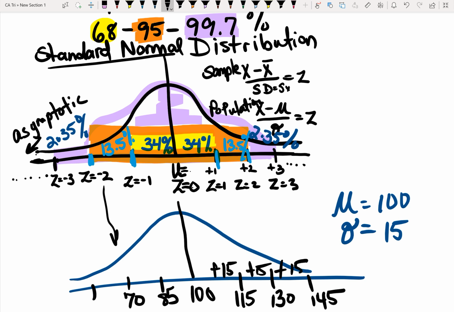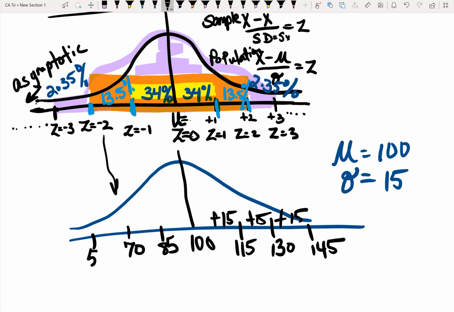And if I take away another 15, then I'm at 55. So this is 55, and that's the equivalent of a z-score of -3, because here I'm taking away 15 from the 100 and repeating the process accordingly.